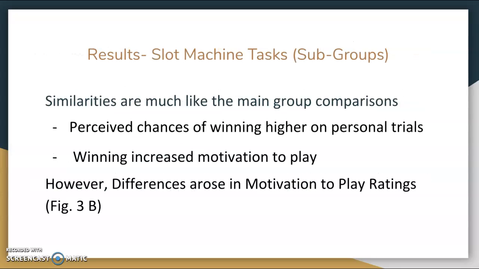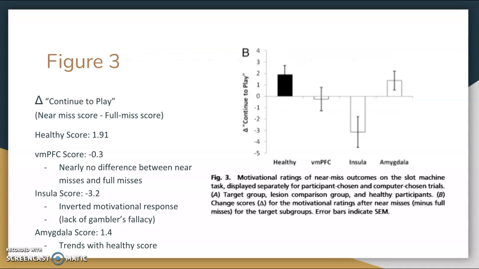When we look at the 3 subgroups in the slot machine task, they also had similarities, much like the main groups, such that the perceived chances of winning seemed to be higher when they could choose their play icon, and also that winning increased the motivation to play. But there was a difference in motivation to play ratings, and it's seen in figure 3B. And looking at figure 3B, we see a motivation rating of continuing to play, calculated by the near miss score mean minus the full miss score mean. And this basically shows your motivation to continue playing after a near miss score.